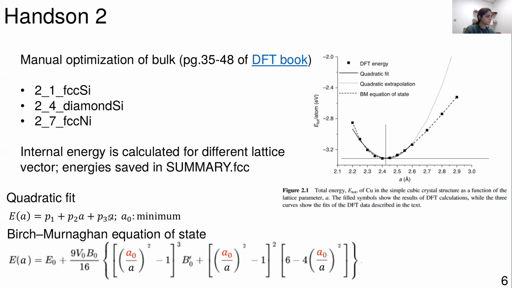And then you get the minimum, just like calculating the derivative of this function. It's rather easy, you know very well how to do that. The proper way to do this is not with a quadratic fit, but with this Birch-Murnaghan equation of state. And you see that it's very complex, okay?